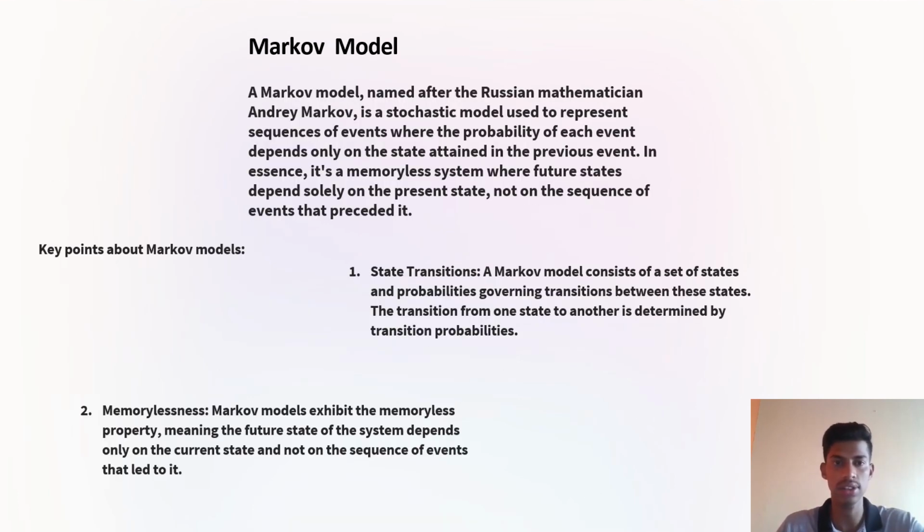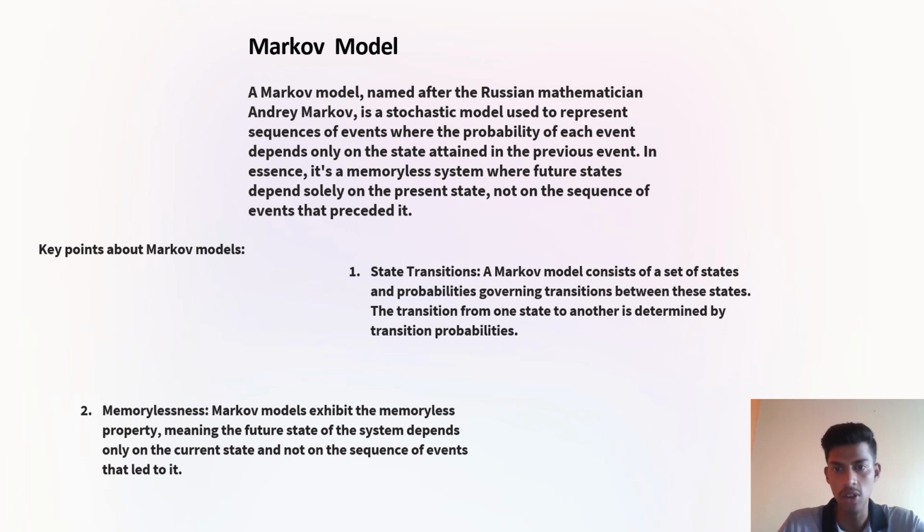So let us go to the next type, that is the Markov model. A Markov model, named after the Russian mathematician Andrei Markov, is a stochastic model used to represent sequences of events where the probability of each event depends only on the state attained in the previous event. In essence, it's a memoryless system where future states depend solely on the present state, not on the sequence of events that preceded it.